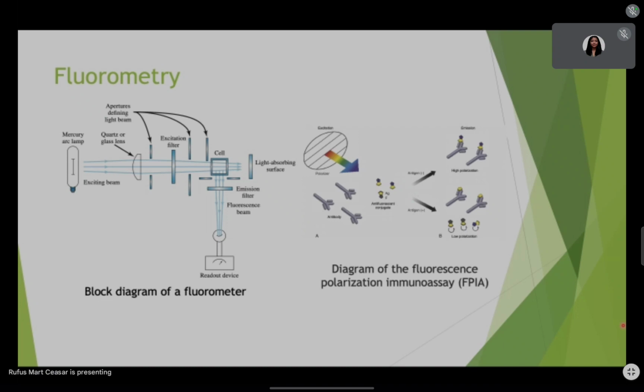Ayun, usually ang ginagamit ay ito, ang conjugate, tapos antigen. Meron tayong high polarization tsaka low polarization na incident light, depende sa gagamitin mong pang-fluoresce. Okay? Tapos yung agent, i-discuss na lang natin yung ginagamit na fluorescence agent sa immunoassay.